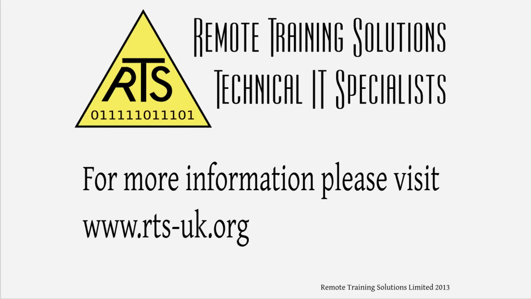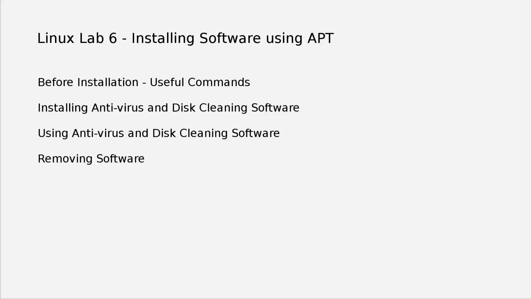So what are we going to look at in Linux Lab 6? We're going to look at installing software using APT. APT is the Advanced Package Management Tool. It's a very powerful piece of software, widely used on Debian systems for installing packages from the command line interface.